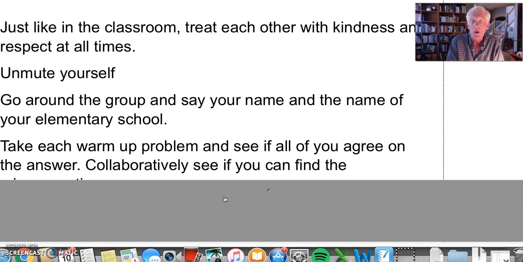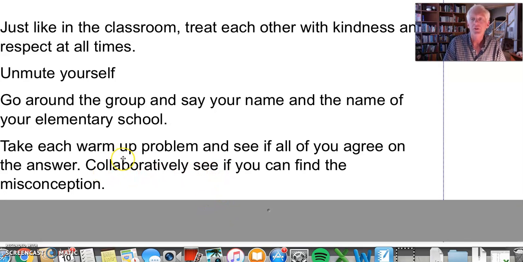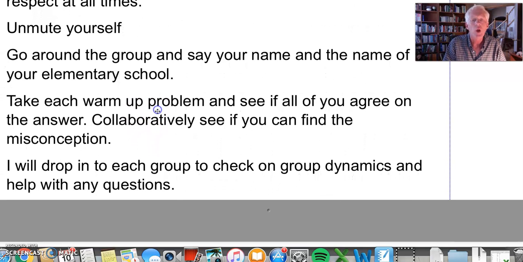Chances are, you probably will mostly agree, but also typically if there's a misconception, oftentimes more than one person has the same mistake. So talk that out and just see if you can see where those things happen. Okay, collaboratively see if you can find the misconception. I don't call them mistakes. I do call them misconceptions. Okay, and the last thing is I will drop by each group. I'm going to go to each group and I'll check on the group dynamics and also help you with any questions that you have.